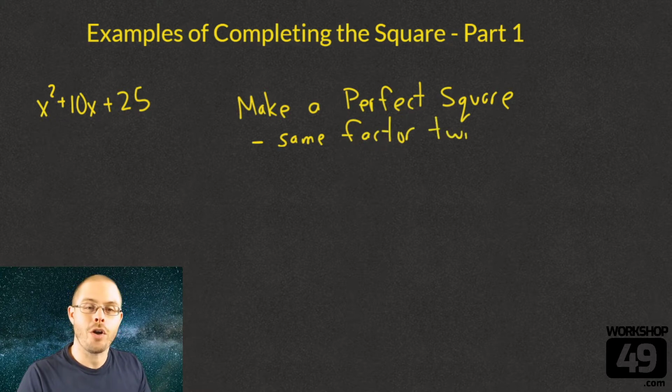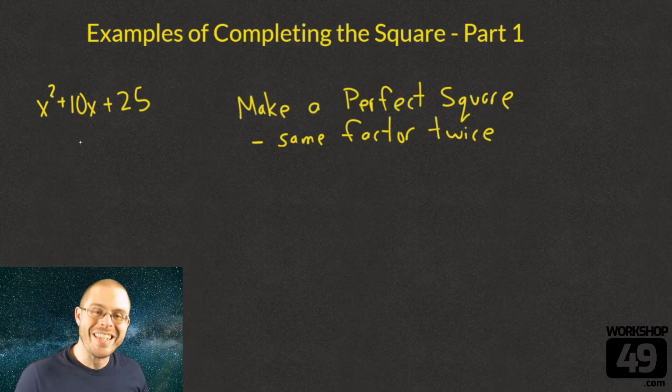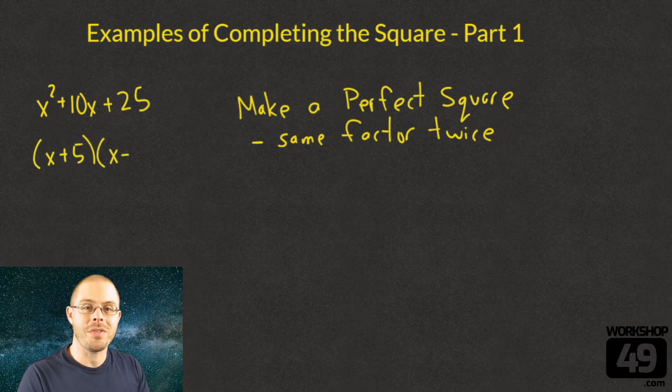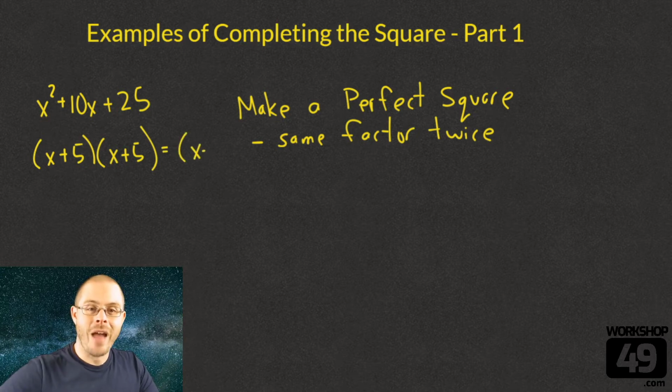There's a reason why I started off by putting up x squared plus 10x plus 25, because that is a perfect square. If I do the sum and product, I'll get 5 plus 5 equals 10, and 5 times 5 is 25. So we get the same factor twice, so we can actually write it as x plus 5 squared. I can do one more here nice and quick.